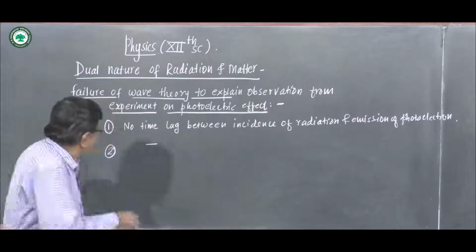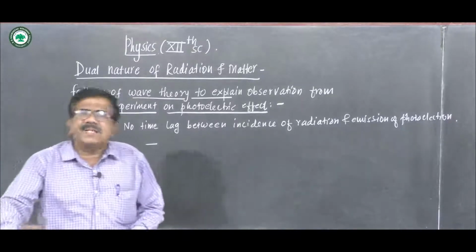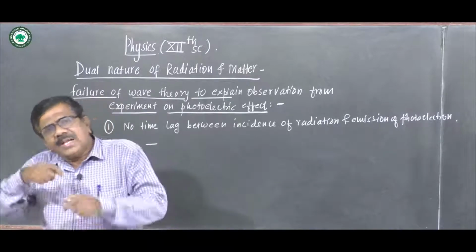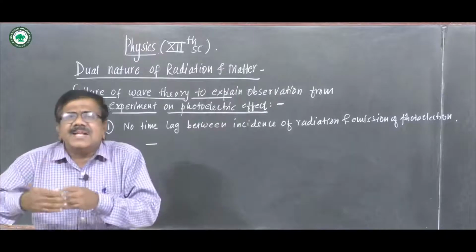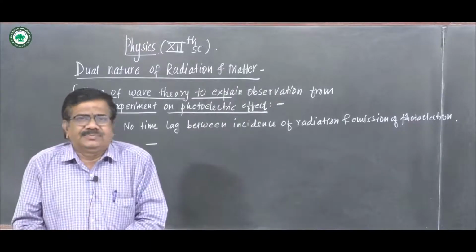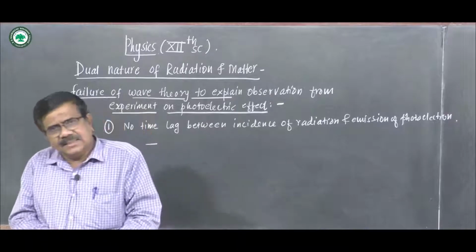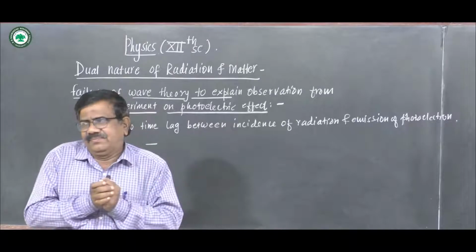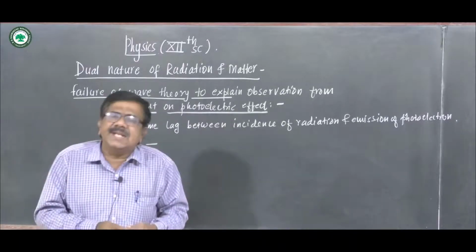Then third is, wave theory expected that photoelectrons are emitted for any frequency if the intensity of radiation is large enough. According to wave theory, it is expected that photoelectrons are emitted for any frequency if the intensity of light was large enough.